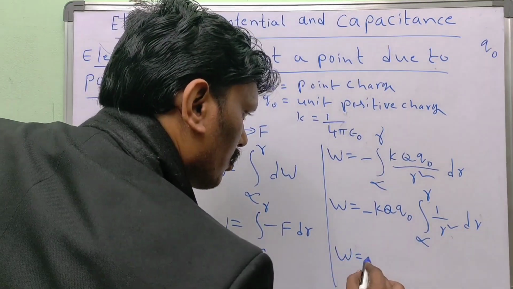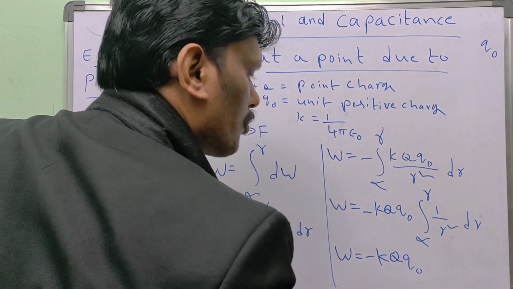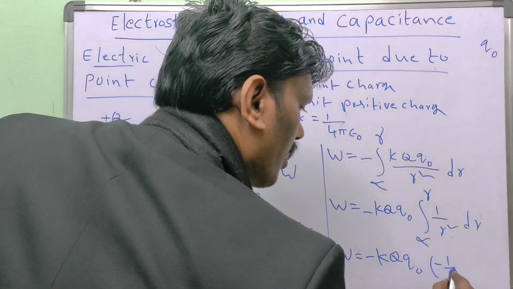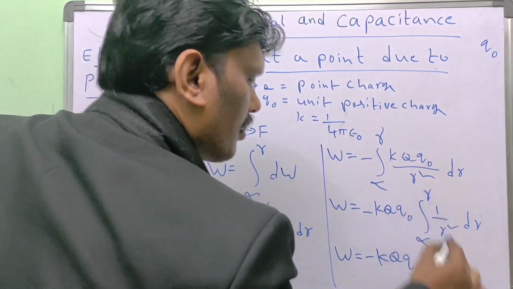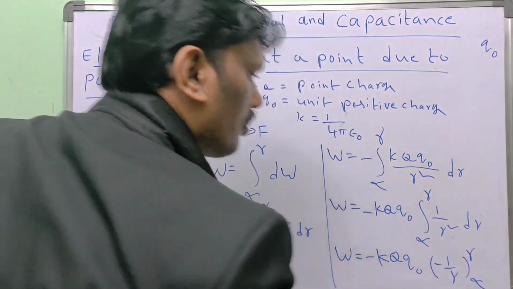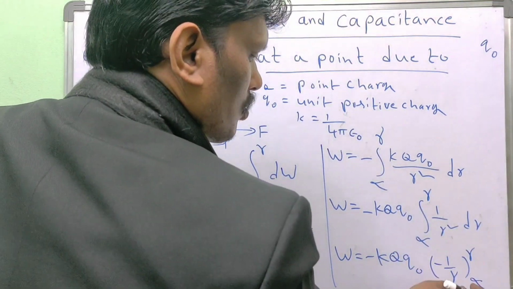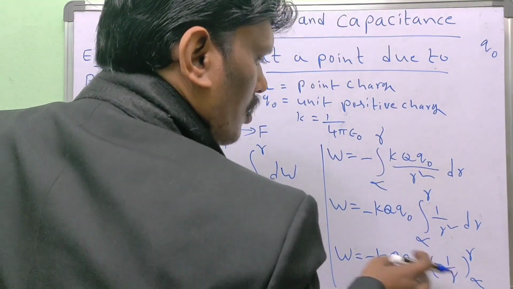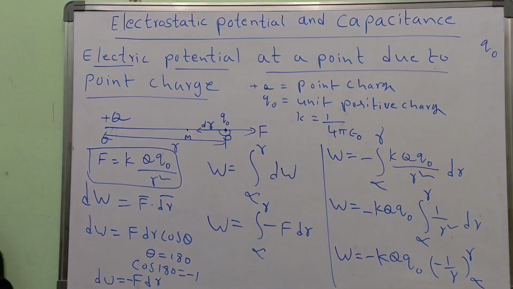Then W is equal to minus k q naught. What is the integral of 1 by r square? Minus 1 by r. The integral of 1 by r square is minus 1 by r, and the limits are from infinity to r. Note down, students.